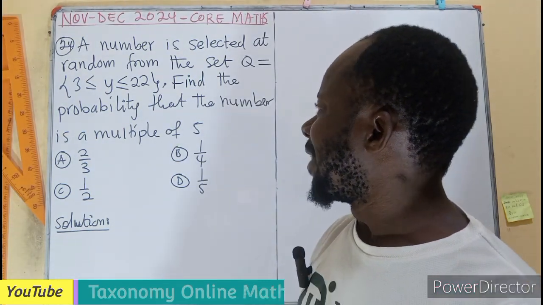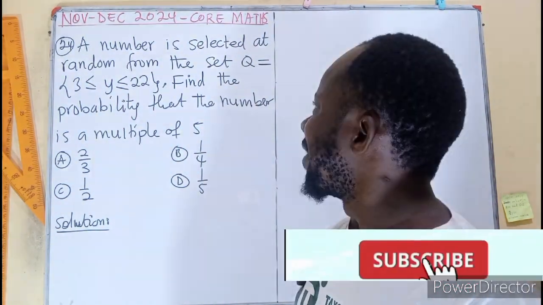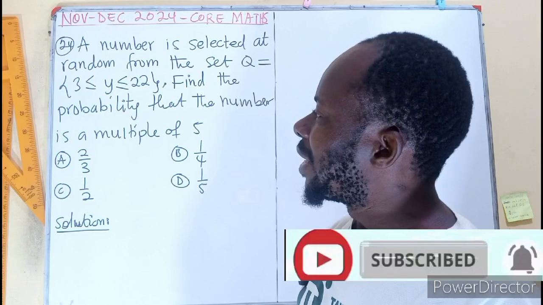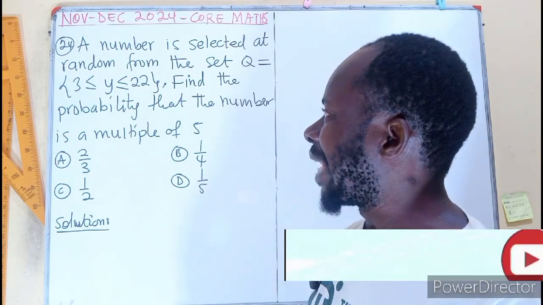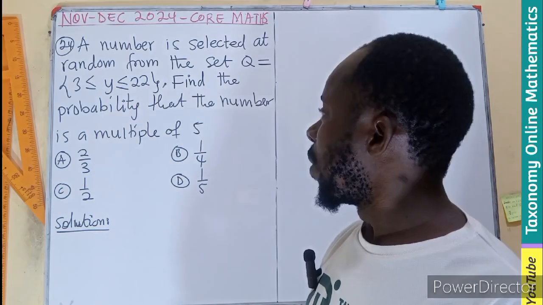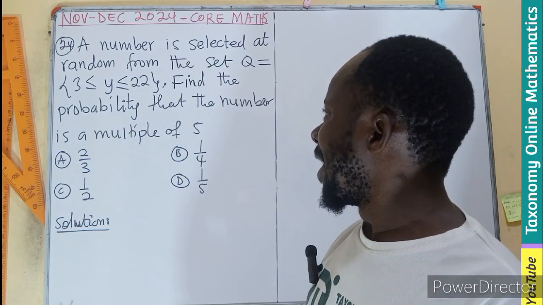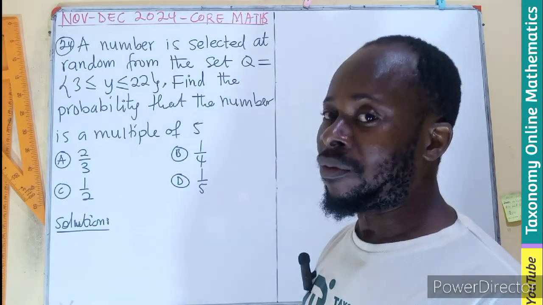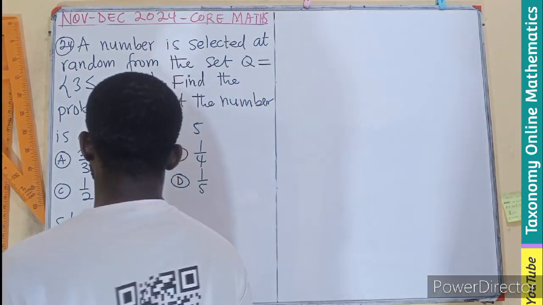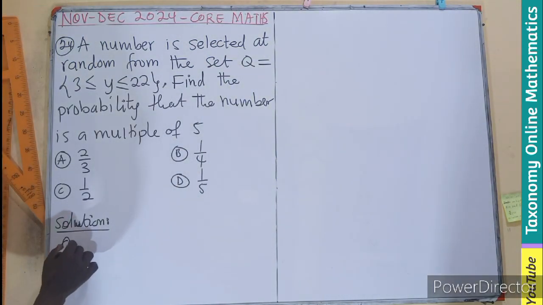A number is selected at random from the set Q equals {y : 3 ≤ y ≤ 22}. We have to find the probability that a number selected from the set is a multiple of 5. So first of all, what are the elements of the set Q?